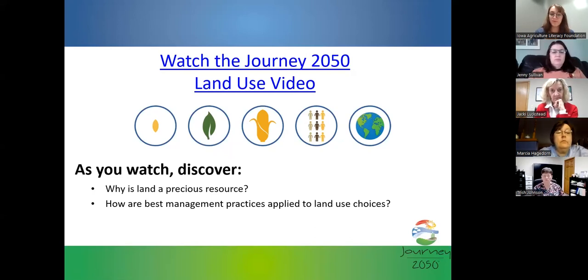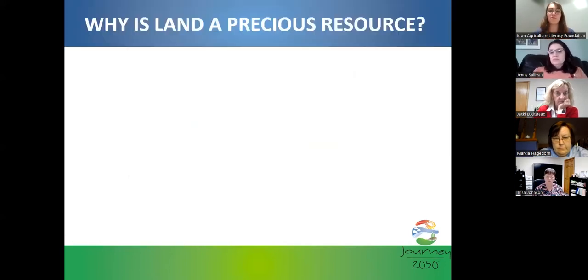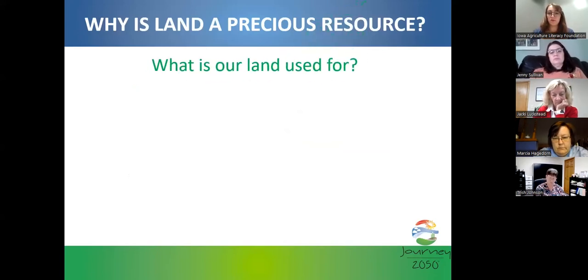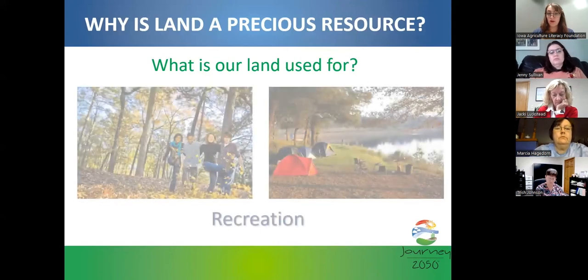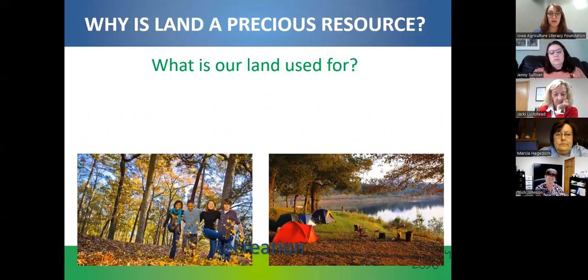So, this is such an interesting lesson, I feel, because it splits things up so well and it talks about land use in a really interesting way. So why is land a precious resource? There's only so much. We can't really make more of it, unfortunately. And we use our land for a variety of different things. Recreation, all of our natural spaces, all of our parks, all of our wonderful outdoor areas.